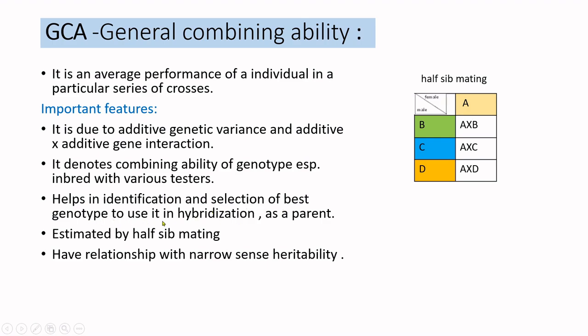It helps in identification and selection of the best genotype to use in hybridization as a parent. Not only selection, general combining ability indicates the criteria for a parent to be used in a hybridization program. It is estimated by half-sib mating, as we have already seen, and it has a relationship with narrow sense heritability. What is narrow sense heritability? It is the ratio of additive genetic variance to total phenotypic variance. So as we have already seen, additive genetic variance is directly correlated to general combining ability.